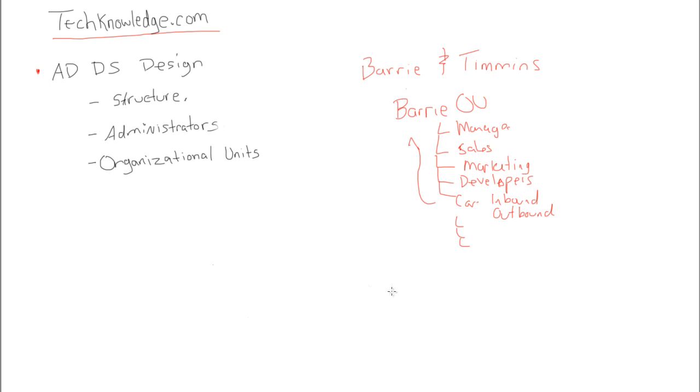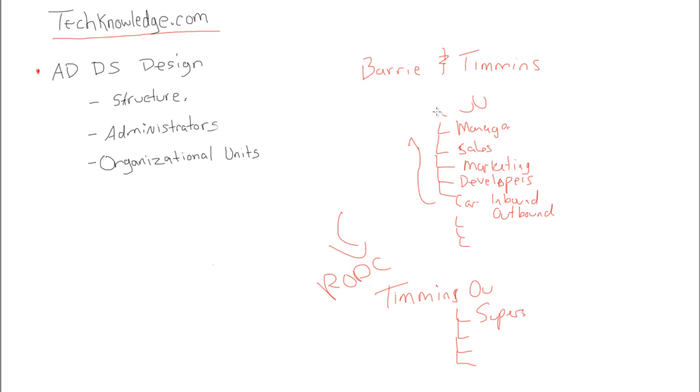Okay, and then we're gonna have another Timmins OU that's gonna have the departments from the Timmins side. So they'll have like supervisors. There's not gonna be management in Timmins. The management's gonna reside in Barry because Barry's the central location. Timmins is just a branch location, and the branch location is gonna hold the read-only domain controller. Okay, but moving on from that.